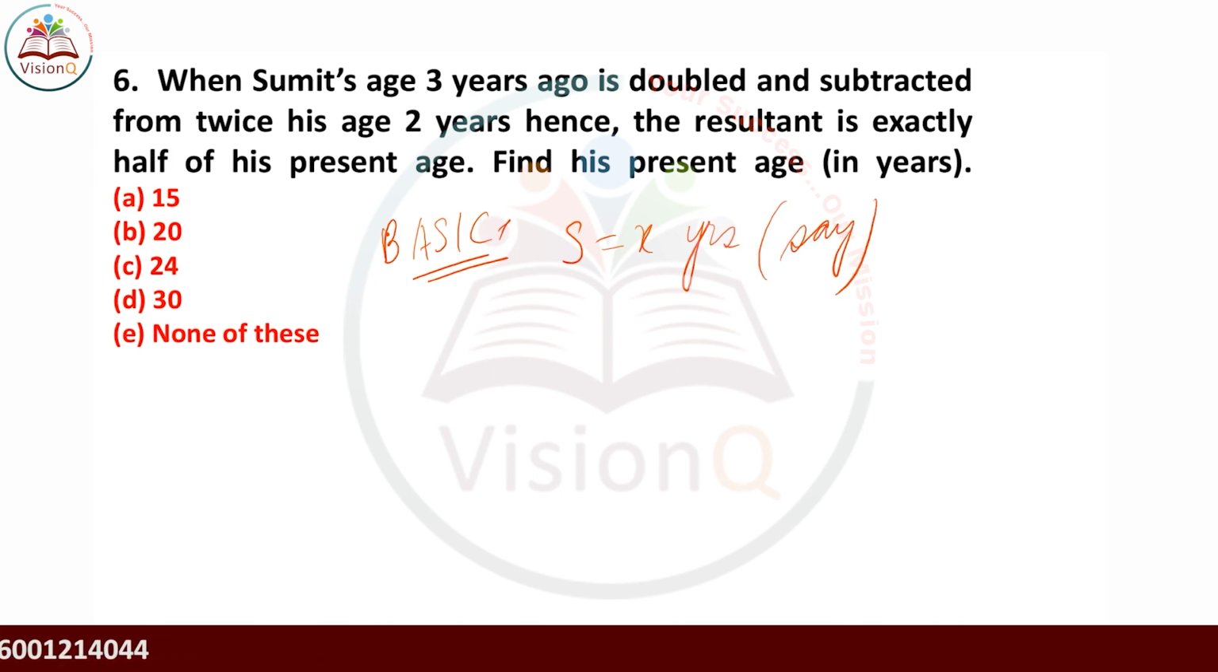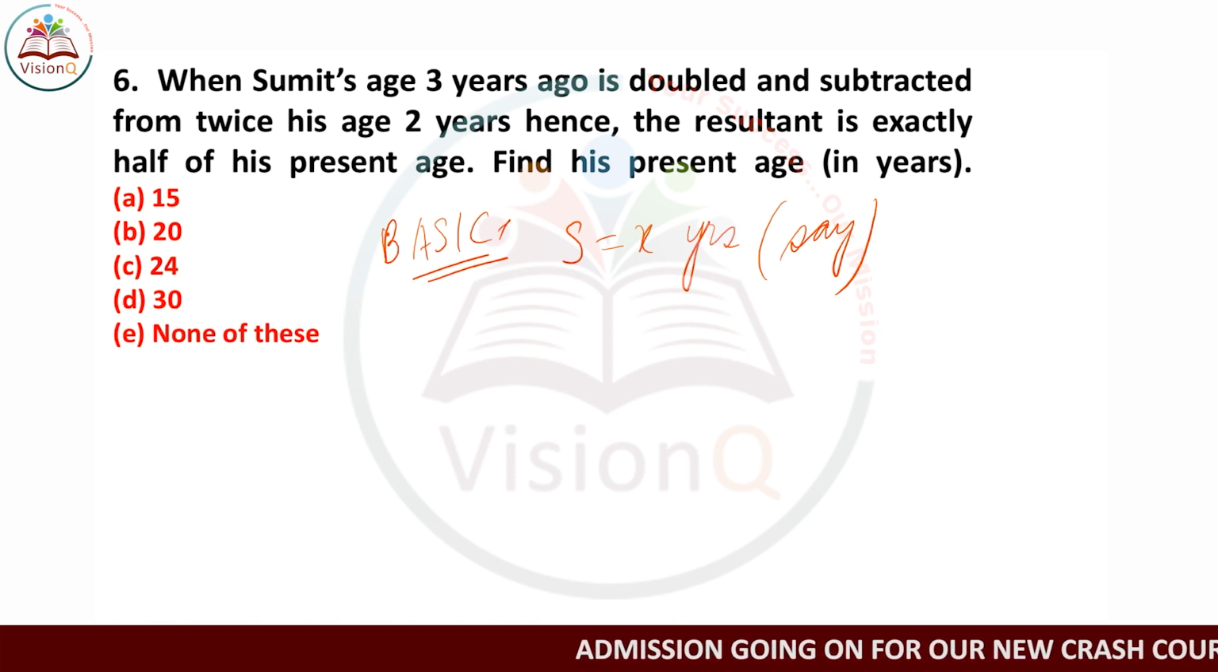Because it is not possible to apply ratio here. In the previous 5 examples I have discussed, you can apply the concept of ratio because they are given 2 ratios and the gap is given. But in this question, you have to apply only the basic method using the concept of x. So let the age of Sumit be x years.